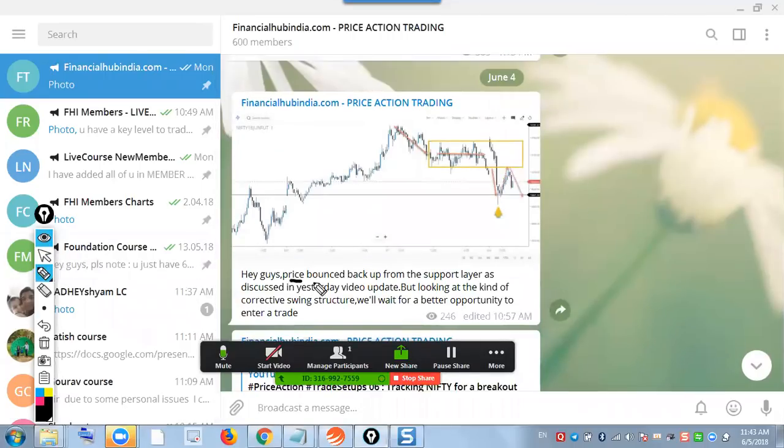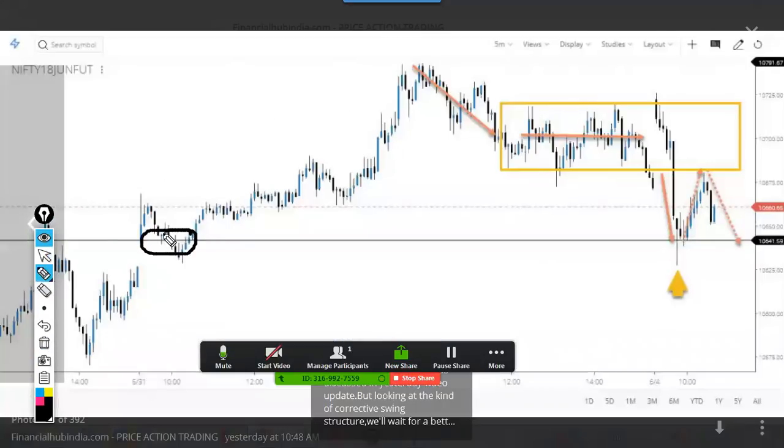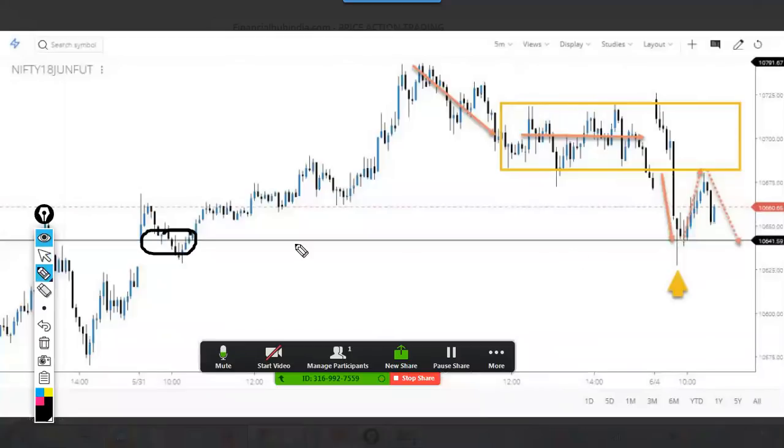So look at what I've written. Price bounced back from the support layer as discussed in yesterday's video update. But looking at the kind of corrective swing structure, which is the price action context, we'll wait for a better opportunity to enter the trade. So we didn't enter it, even though it was the same support layer where we bought in here. Here, if you see, we don't have this strategy applied. That's what I was telling you, we have different strategies to play with.